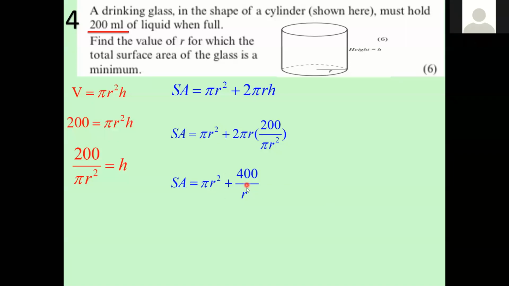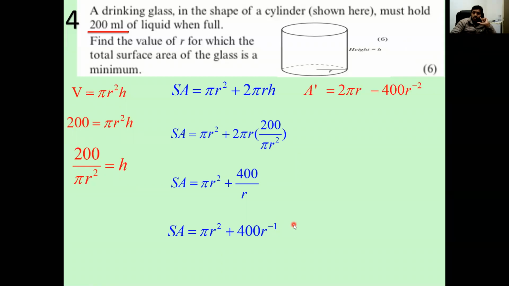Now, if we find a derivative, Moses, can you give us a derivative? 2 pi r minus 400 r to the minus 2. Okay, he simplified the function first. He took r to the top, he got r to the minus 1. And from here, we're finding the derivative, which is 2 pi r, as Moses told us, 2 pi r minus 400, and you decrease the power by 1, which gives you negative 2.